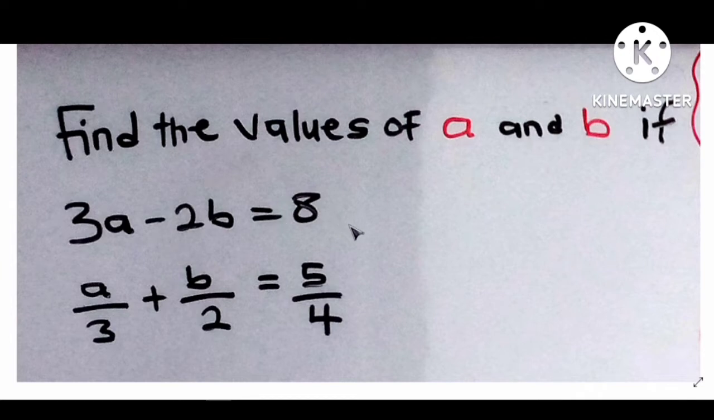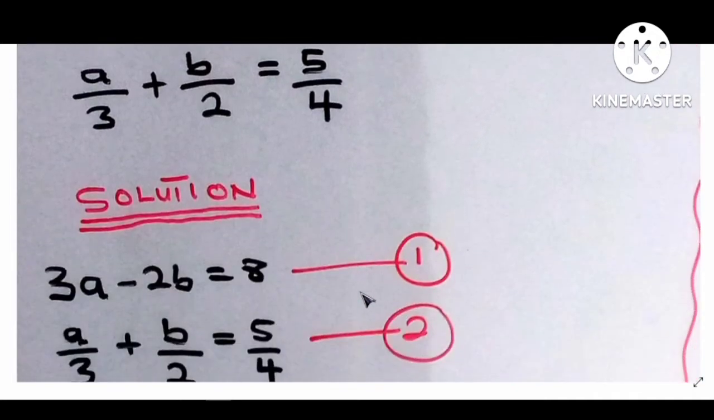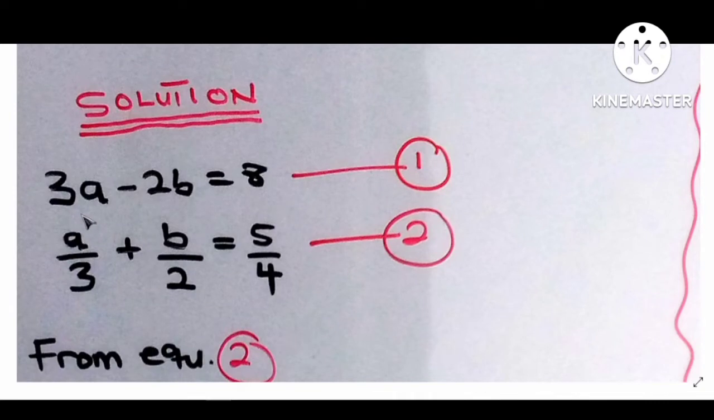So first of all, when you have this question, step 1, as we did in the other videos, you just have to name your equations, equation 1 and equation 2. So this one we will name as equation 1, and this one as equation 2. The second equation is this one. But we need to change this fraction form to also be like equation 1 so that we can easily solve it.